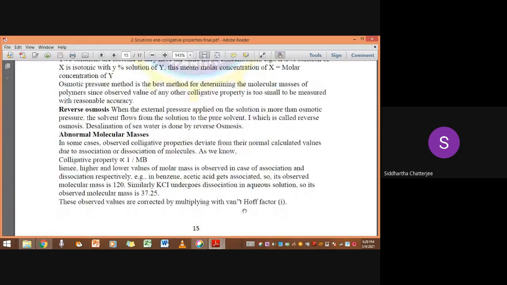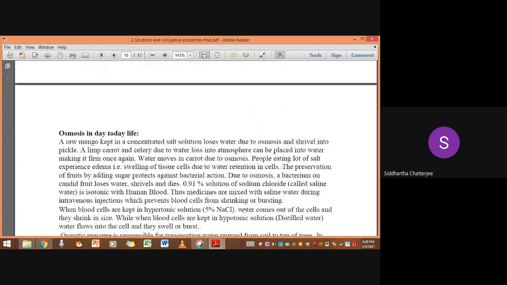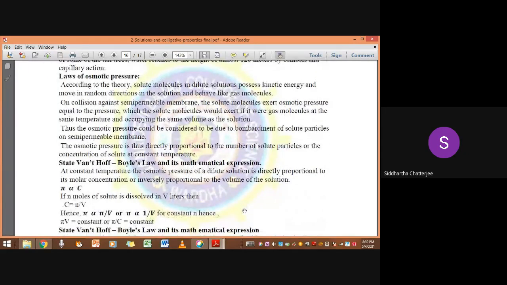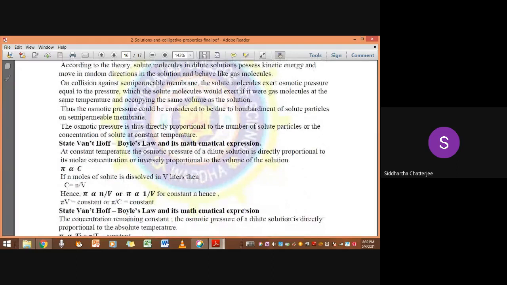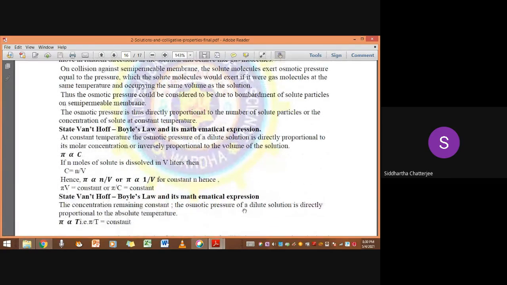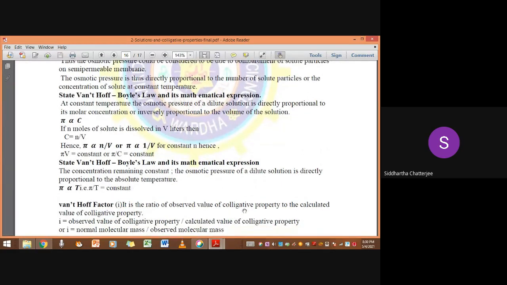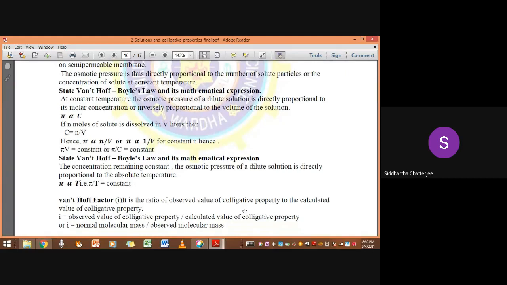Then the abnormal molecular mass we have already said. Osmosis and the laws of osmotic pressure: van't Hoff's state of Boyle's law and its mathematical representation. As you know, pi is directly proportional to C, where C means n by V. Then pi is directly proportional to T. The earlier one is in terms of Boyle's law, and the next one is in terms of Charles's law. So finally pi equals CRT.